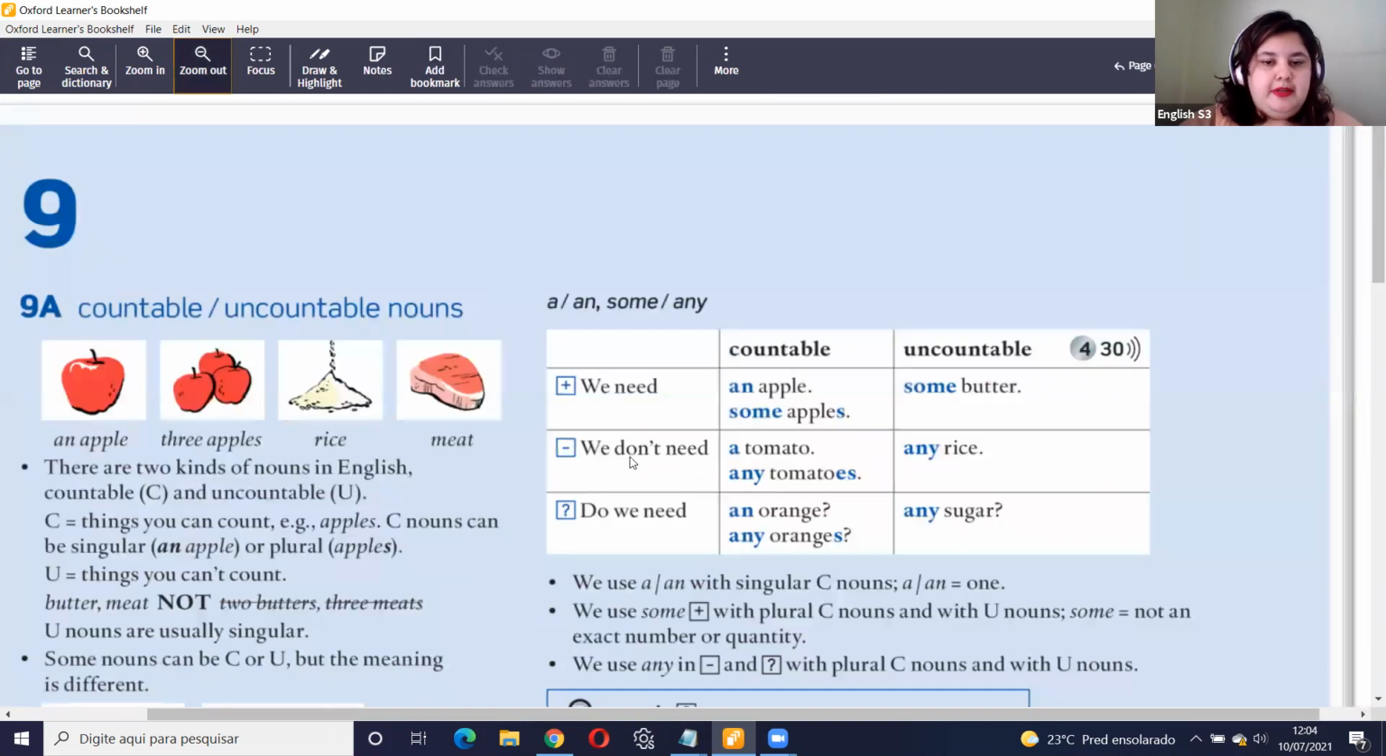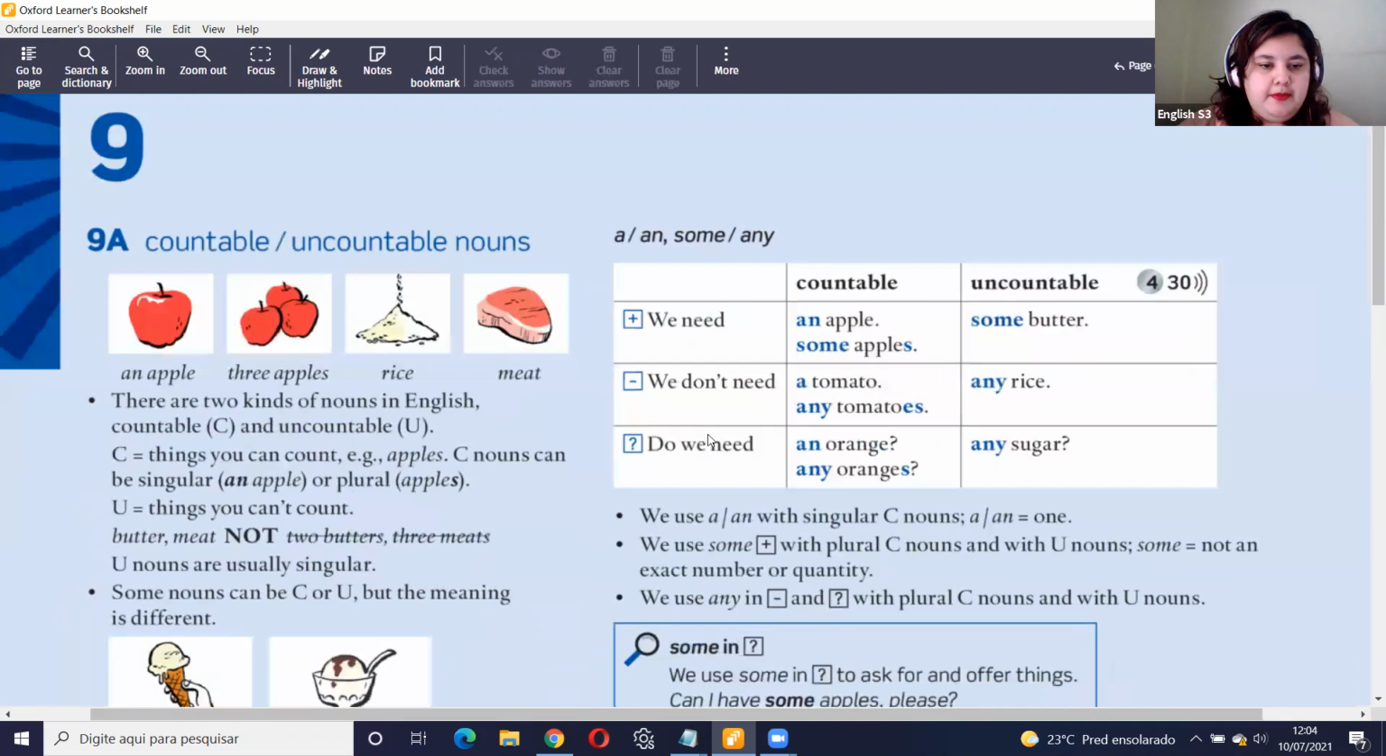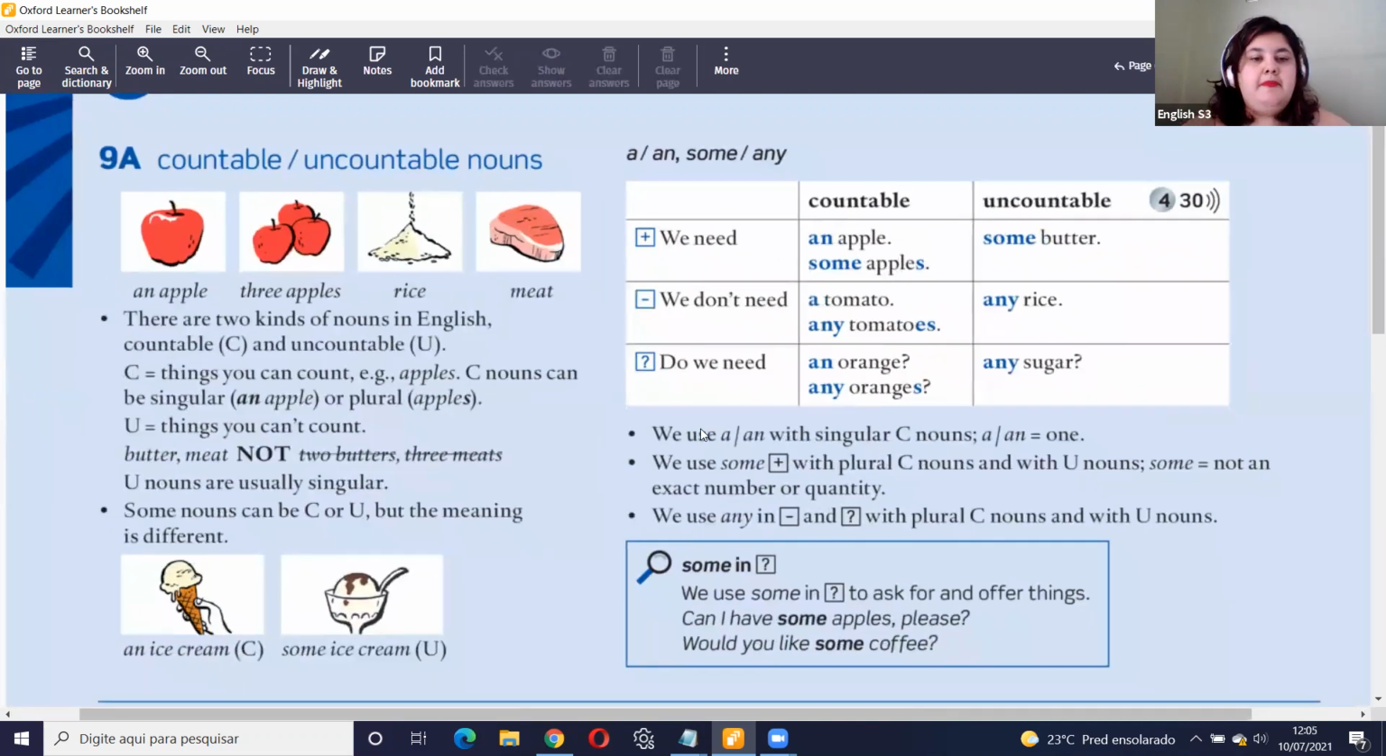Countable and uncountable nouns. And the examples here are an apple, 3 apples, rice, and meat. So there are 2 kinds of nouns in English. We have the countable nouns and the uncountable nouns. The countable nouns are things that we can count easily. For example, I have 5 fingers on my hand. But rice, I can't count easily. Water. How do I count water?